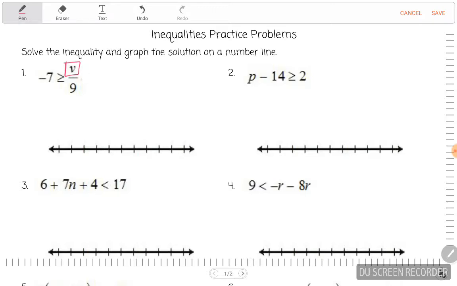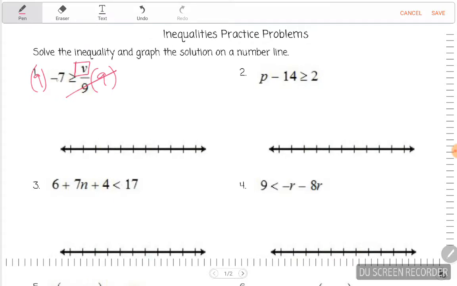Okay, so starting off with number 1, v is being divided by 9. So to undo that, I want to multiply both sides by 9. Thinking what's the opposite of dividing here, so that's going to help that cancel out. 9 times 7 gives us negative 63. I drop down my sign, so I have negative 63 greater than or equal to v.